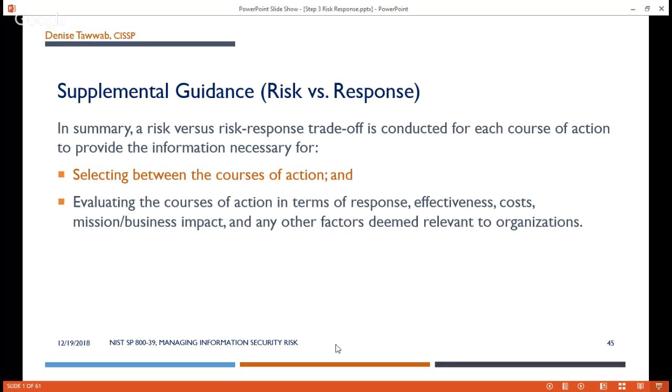In summary, a risk versus risk response trade off is conducted for each course of action to provide the information necessary for selecting between the courses of action and evaluating the courses of action in terms of response, effectiveness, cost, business impact, and any other factors deemed relevant to the organization.